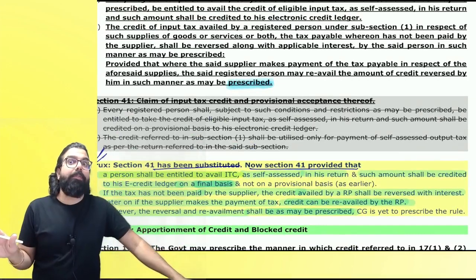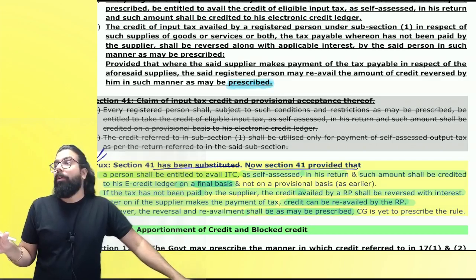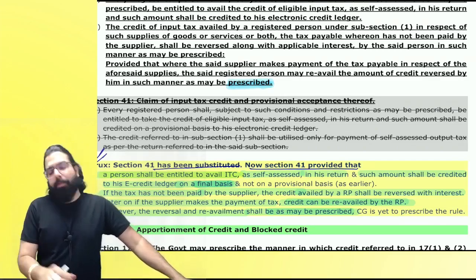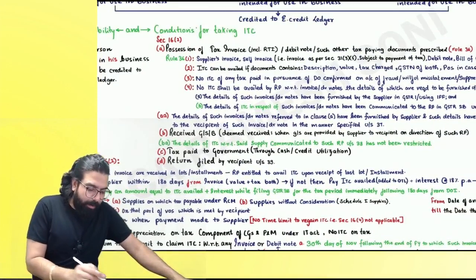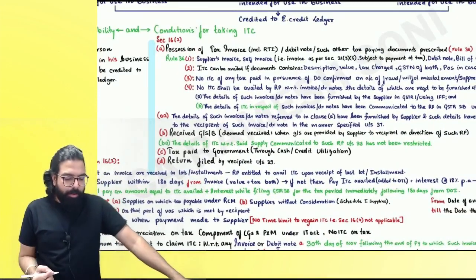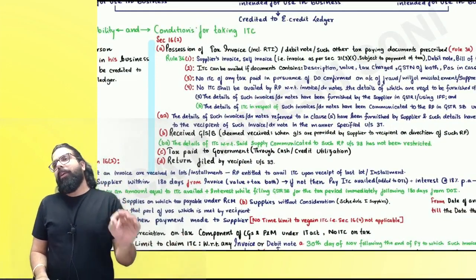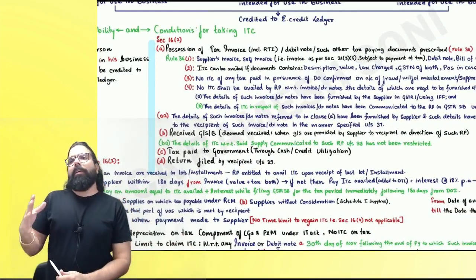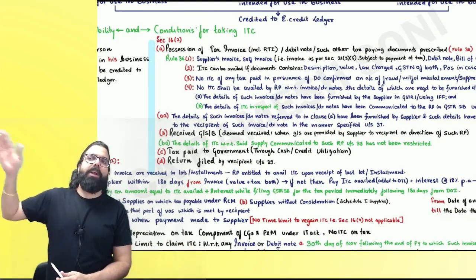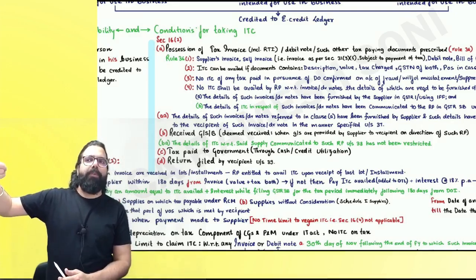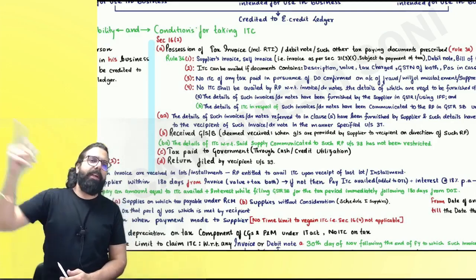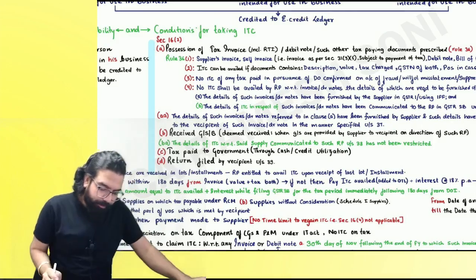But what is the law? You can take the credit. Means if you are fulfilling all the conditions, you can take the tax credit on a final basis. But if the supplier does not pay it, then whatever credit you have taken, you have to reverse it along with interest. Everyone over here now.